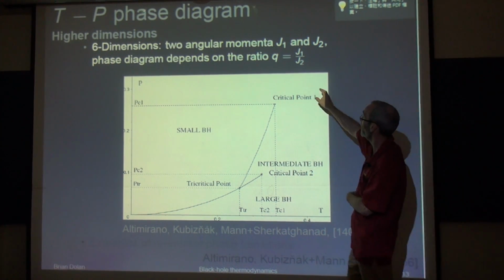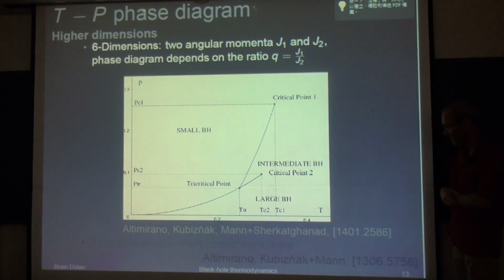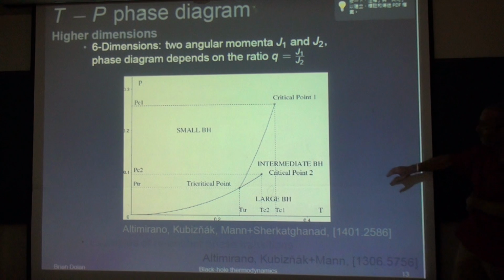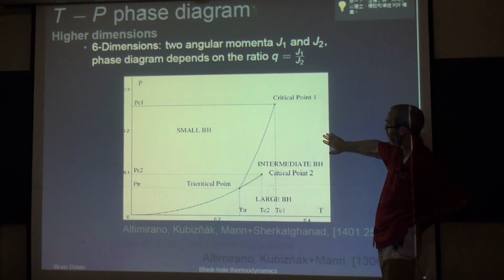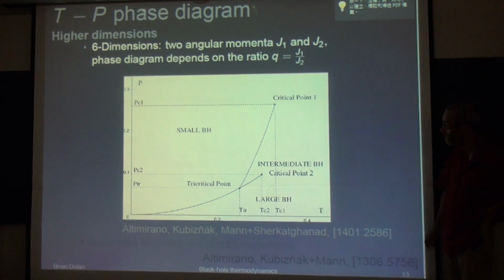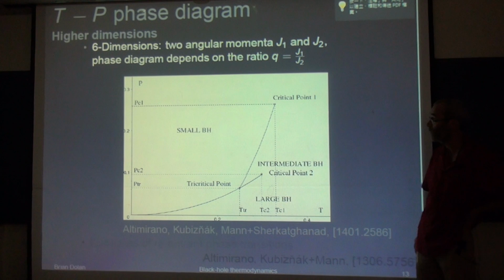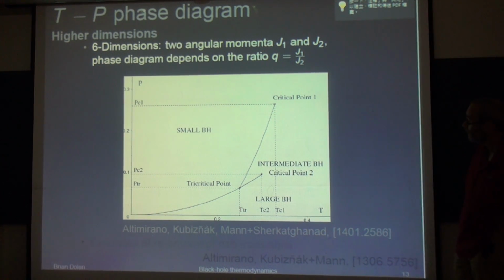And the phase diagram depends on the ratio of these 2 angular momenta. The phase diagram for a 6-dimensional black hole was worked out by these people just last year. This is all done numerically. The previous stuff was analytic. In 6 dimensions you have to do it on the computer. And they found a phase diagram that looked like this, and it's got much more intricate structure than in 4 dimensions.